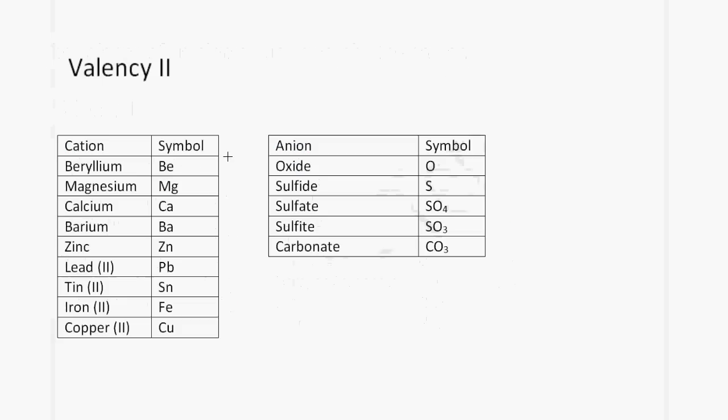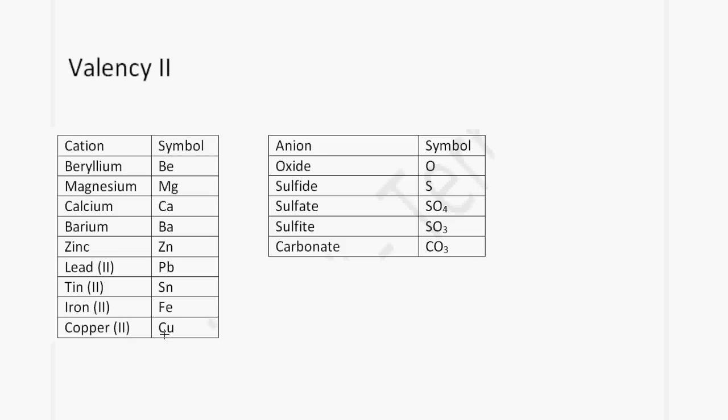Now let us look at cations and anions that have a valency of 2. We have beryllium, symbol Be. Magnesium, symbol is Mg. Calcium, the symbol is Ca. Barium, the symbol is Ba. Zinc, it is Zn. Lead 2, the symbol is Pb. Tin 2, the symbol is Sn. Iron 2, the symbol is Fe.